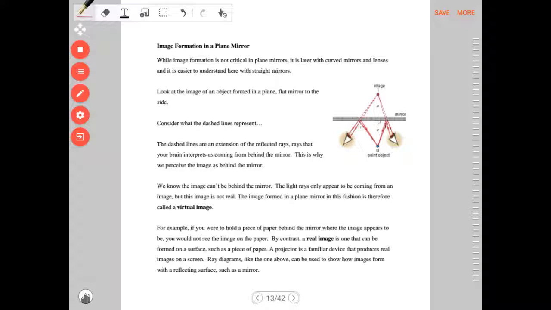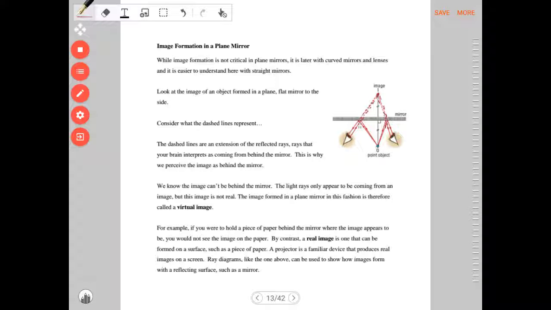Okay, now the dashed lines are extensions of the reflected rays that your brain interprets as coming from behind the mirror. This is why we perceive the image as behind the mirror. Okay, no big deal. So the light rays from the object bounce out, bounce in, and our brain perceives these dotted lines as being behind the mirror, so it looks like the image is behind the mirror.